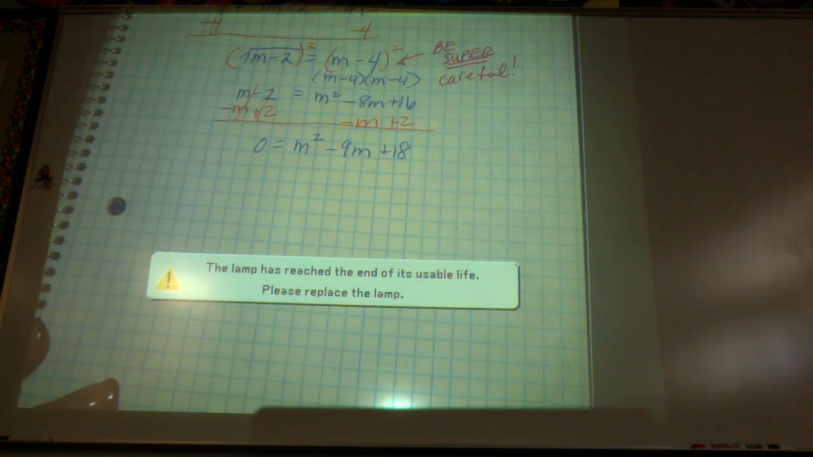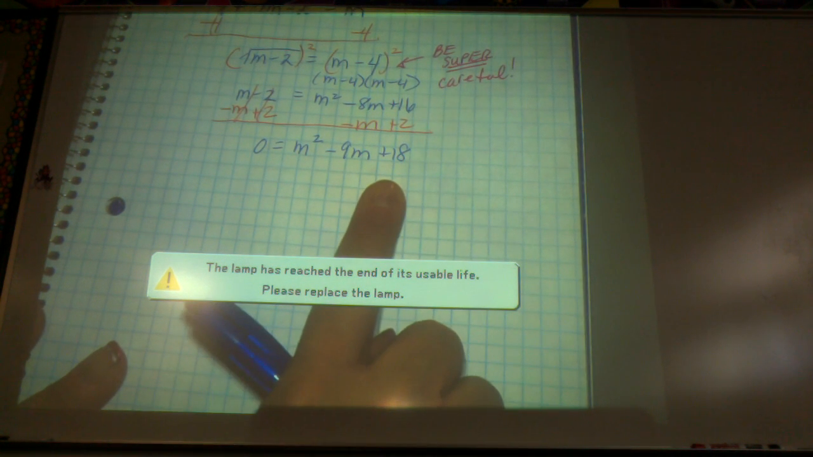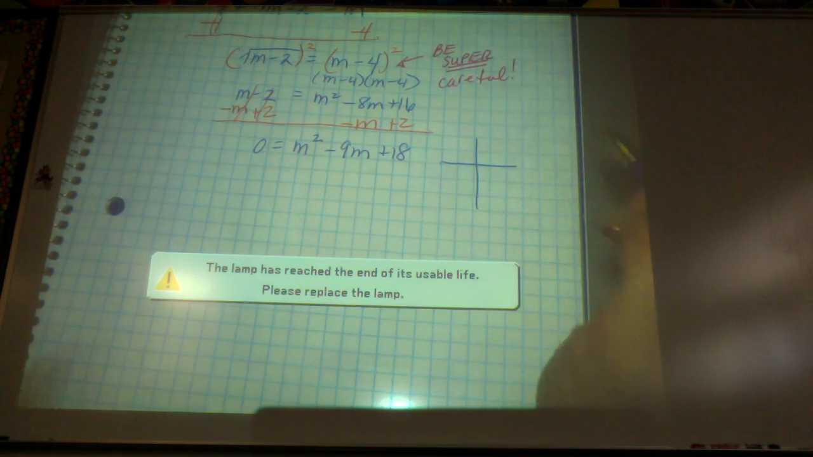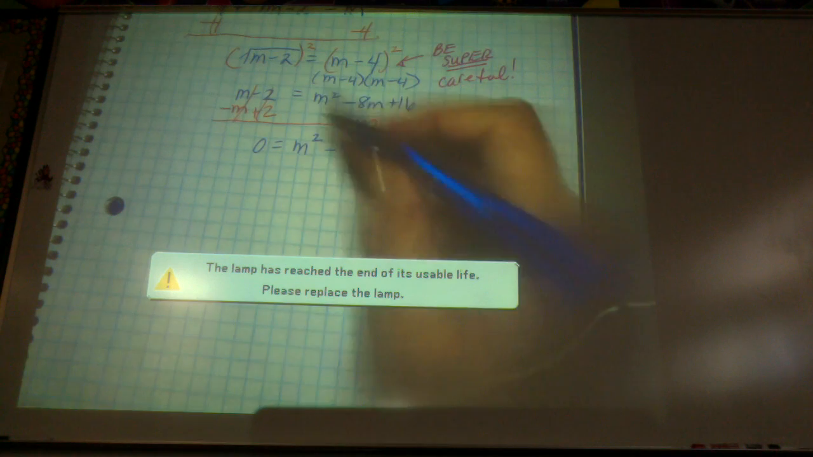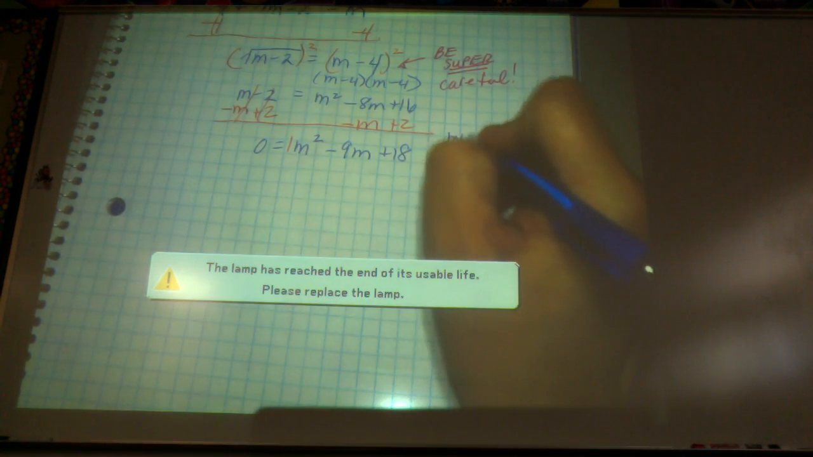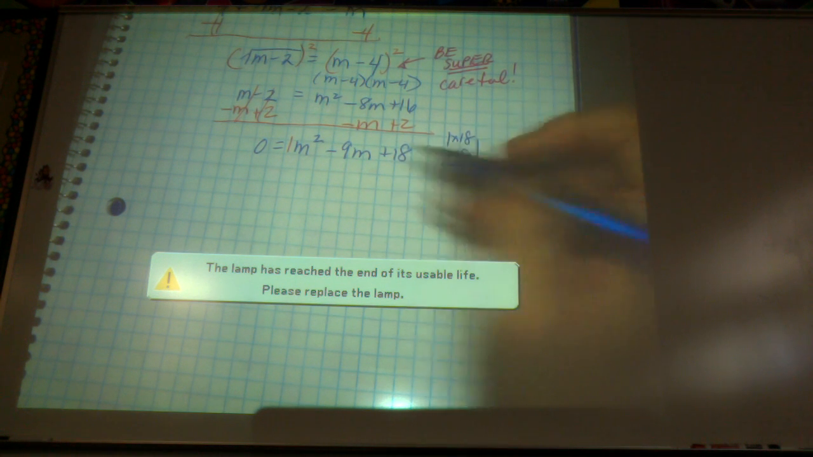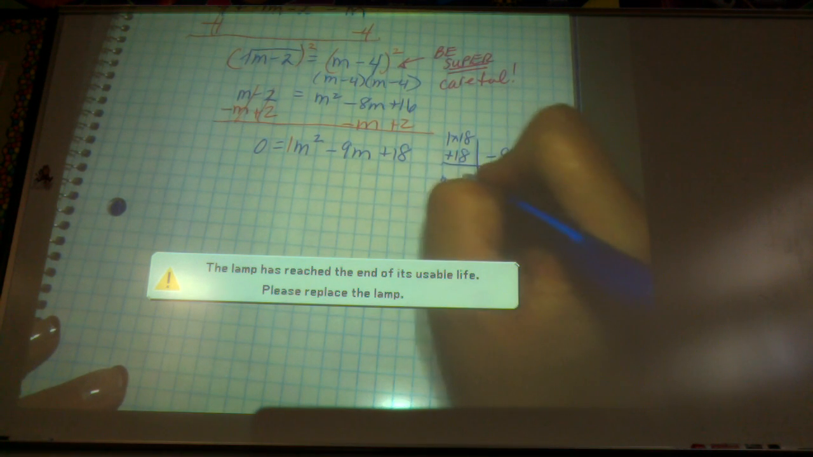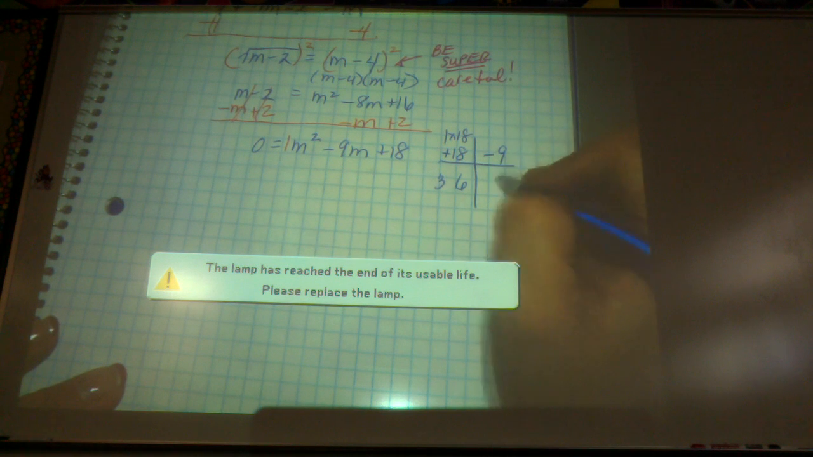Factor. Is there a GCF? Nope. Is it a binomial, trinomial, or 4 terms? Trinomial. Is it a perfect square trinomial? Nope. So you have to use factor sum. Can you use a shortcut? Yes. So we're going to do 1 times 18. And that gives you positive 18. I'm looking for a middle term of negative 9. What factors of 18 add to give you 9? 3 times 6 is 18, and they do add to give you 9.